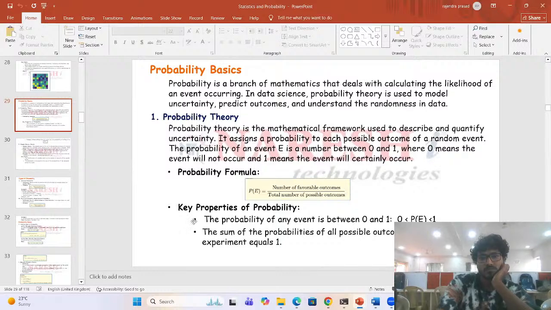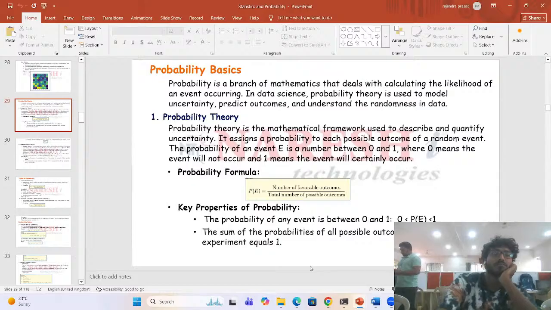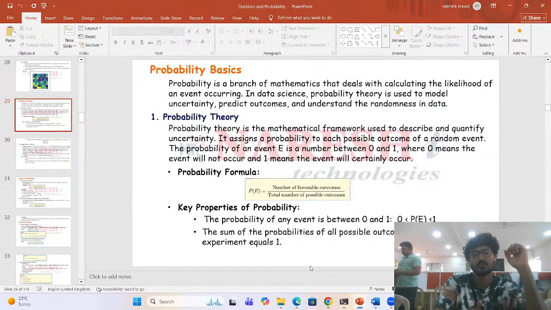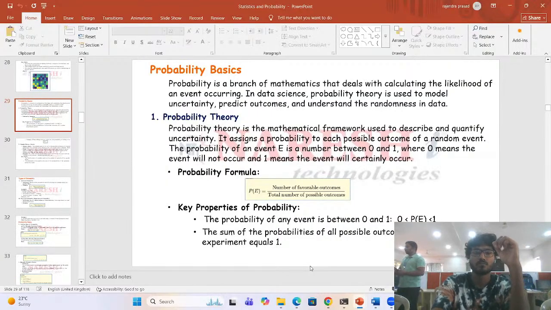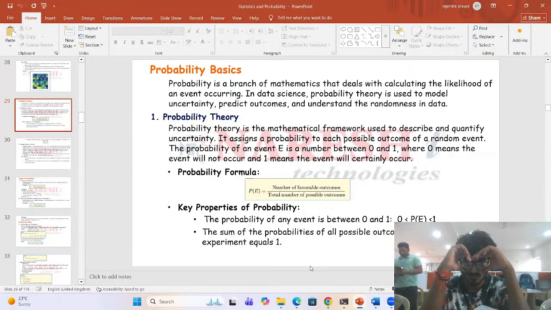Before doing the calculations, here are two important key points that everybody should remember when calculating probability. First, the probability of any event should lie between 0 and 1. If you're tossing a coin, there are two possible outcomes: one is head, one is tail. If you're calculating the probability of head, it should be between 0 and 1. If you're calculating the probability of tail, it should be between 0 and 1. It should not be more than that. This is the first property.